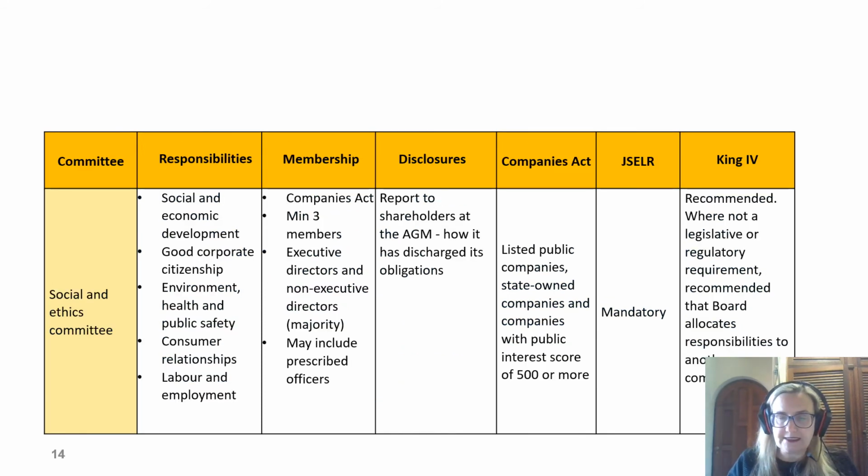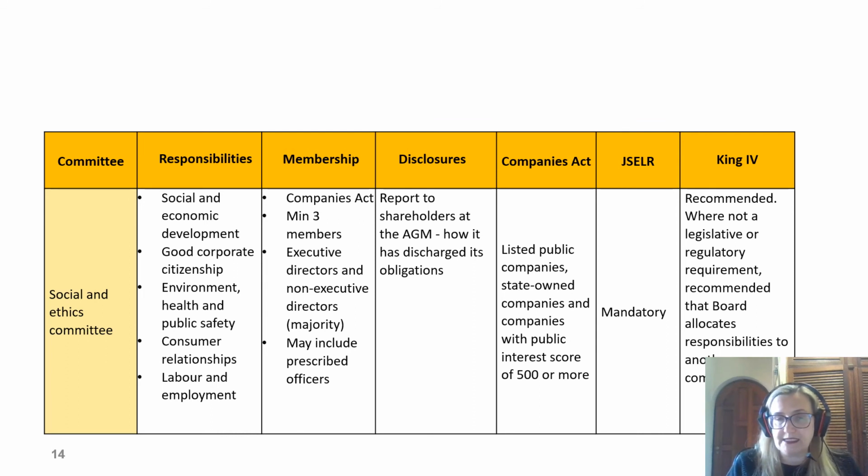The Social and Ethics Committee is also a committee which is mandatory in terms of the Companies Act for listed companies, state-owned companies, and companies with a public interest score of more than 500, and they are mandatory therefore for JSE companies. And this is the committee that has responsibility for overseeing the company's role in social and economic development, being a good corporate citizen, the environment, health and safety, consumer relationships, and labor and employment matters.